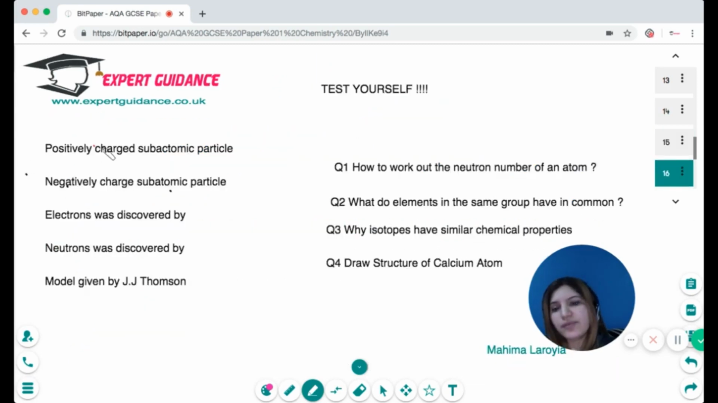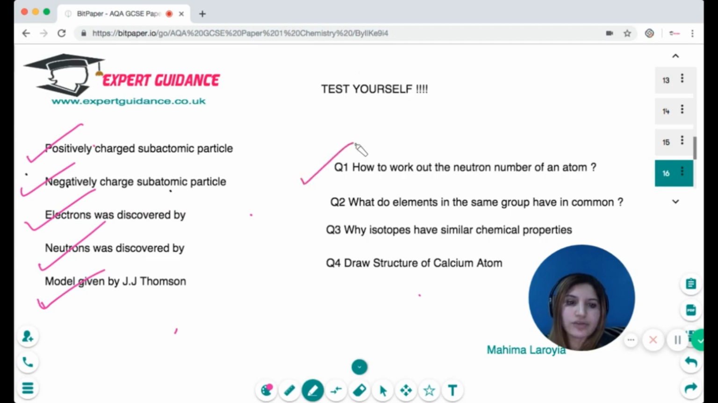So the first question is, you need to give one word for: what are the positively charged subatomic particles, the negatively charged subatomic particles, electrons were discovered by, neutrons were discovered by, and what was the name of the model given by J.J. Thomson. Next is, you need to answer how to work out the neutron number of any atom. What do elements in the same group have in common? Why do isotopes have similar chemical properties? And you need to draw the structure of calcium atom. So you can pause the video, have a go at these questions.